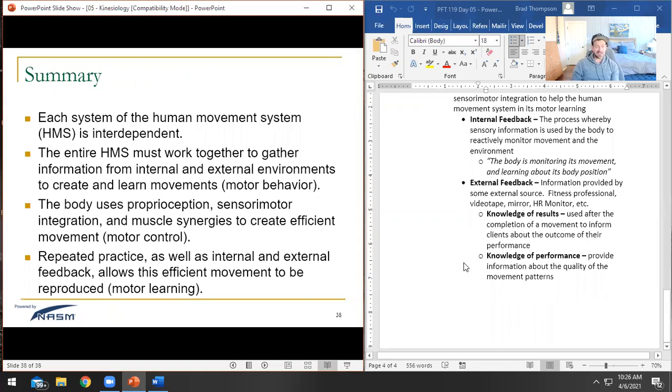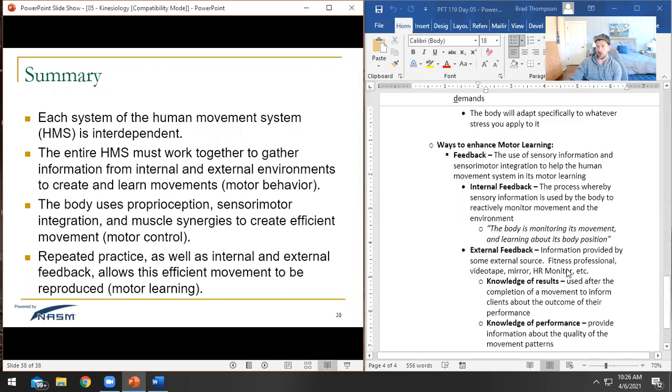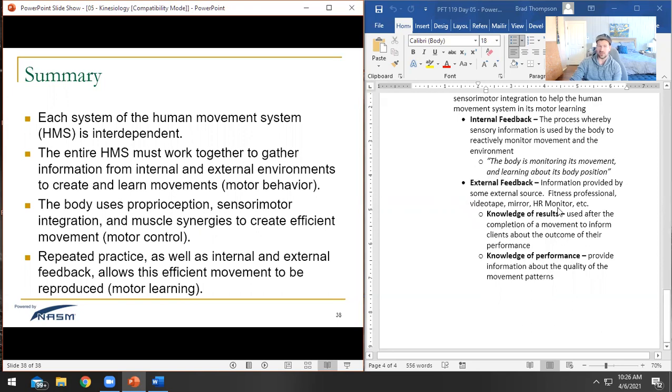And that's about it today. So each system of the human movement system is interdependent. They all kind of work together, right? Muscular system, skeletal system, nervous system, they all work together. You've got the muscular system generating tension, the skeletal system providing the anchors and levers and pivots, and then the nervous system is sort of controlling all of this movement. So they've got to work together. And that all kind of comes together to form our motor behavior, right? How we are intended to move.